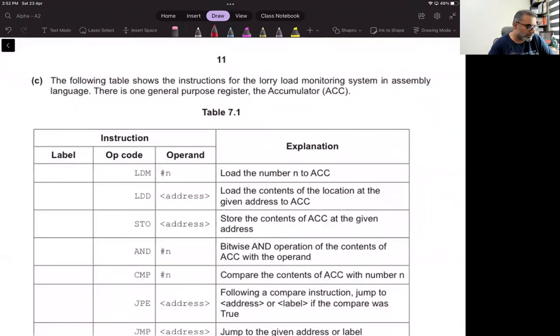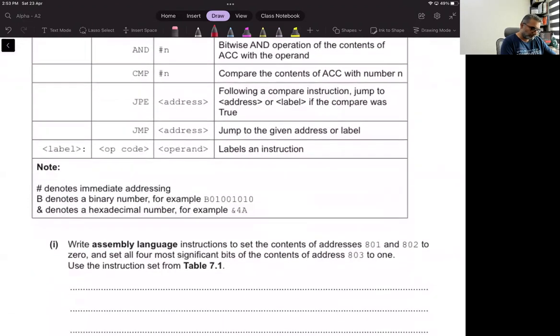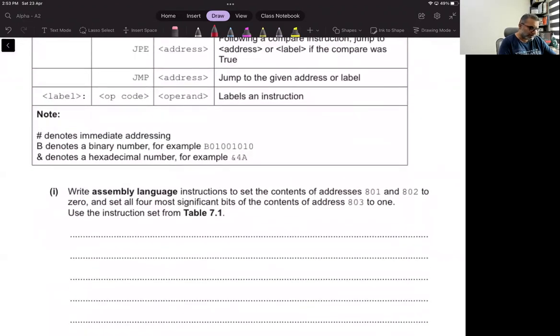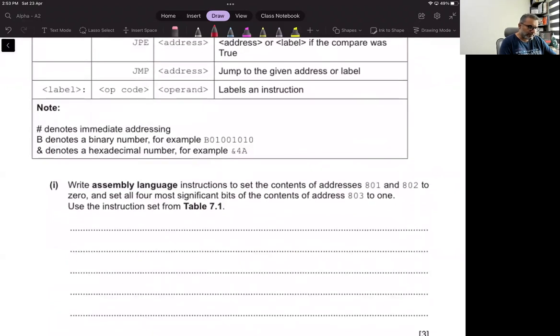The following table shows the instructions for the lorry load monitoring system in assembly language. There is one general purpose register, which is the accumulator. Okay, so that is all we know. Write assembly language instructions to set the content of addresses 801 and 802 to 0.